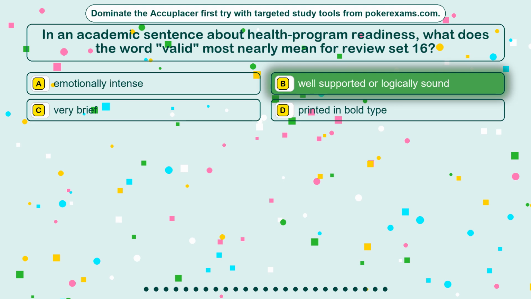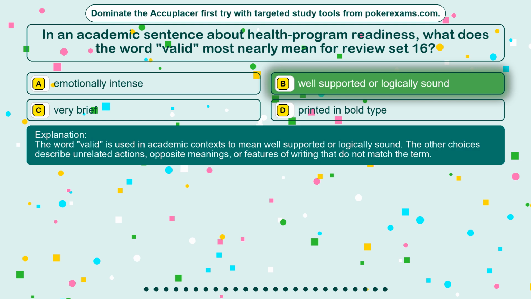The correct answer is option B, well supported or logically sound. The word valid is used in academic contexts to mean well supported or logically sound. The other choices describe unrelated actions, opposite meanings, or features of writing that do not match the term.